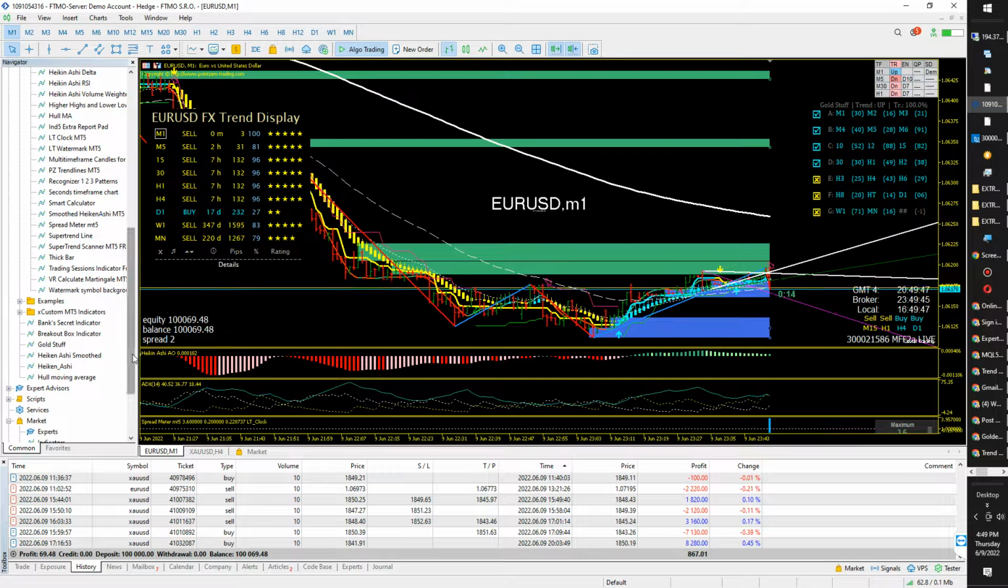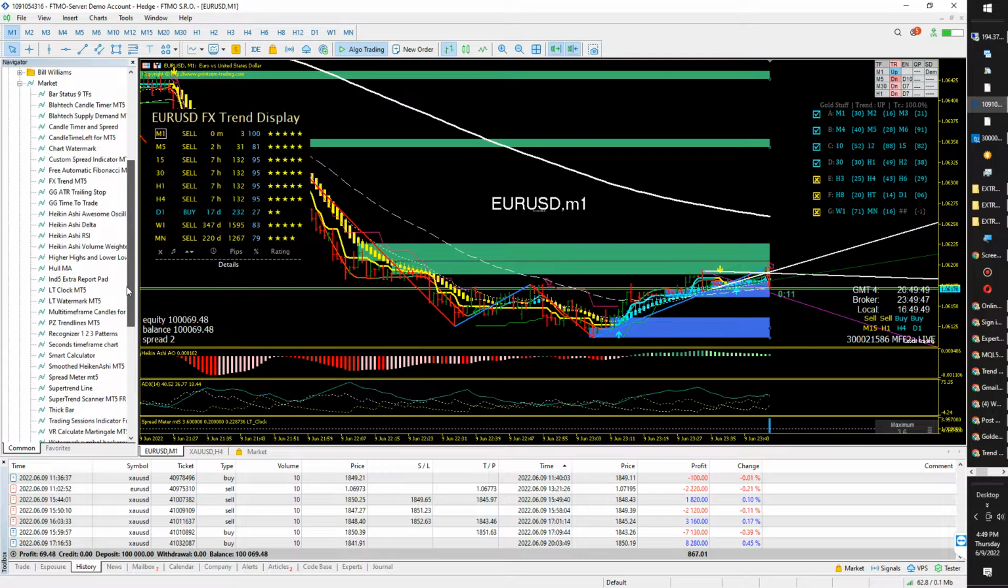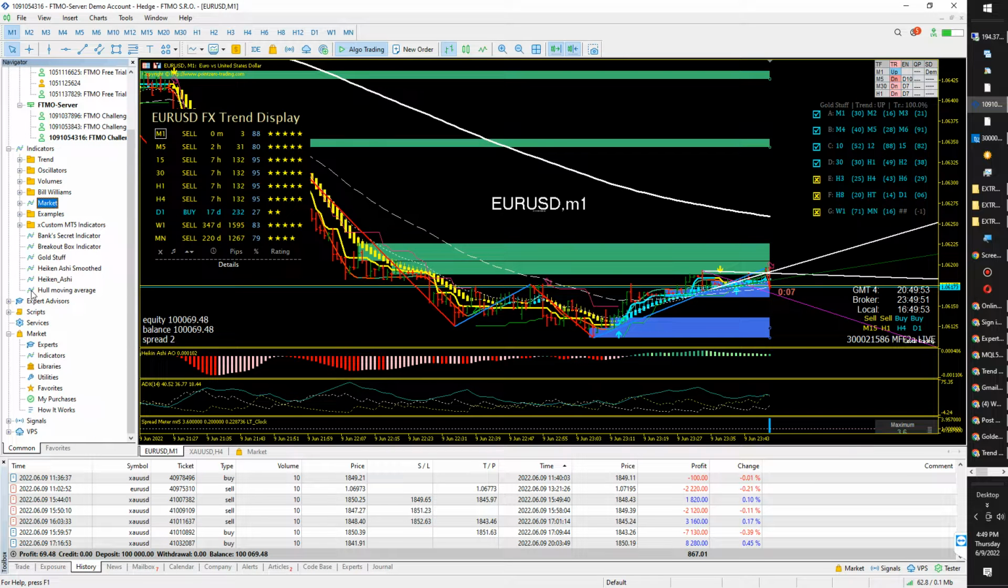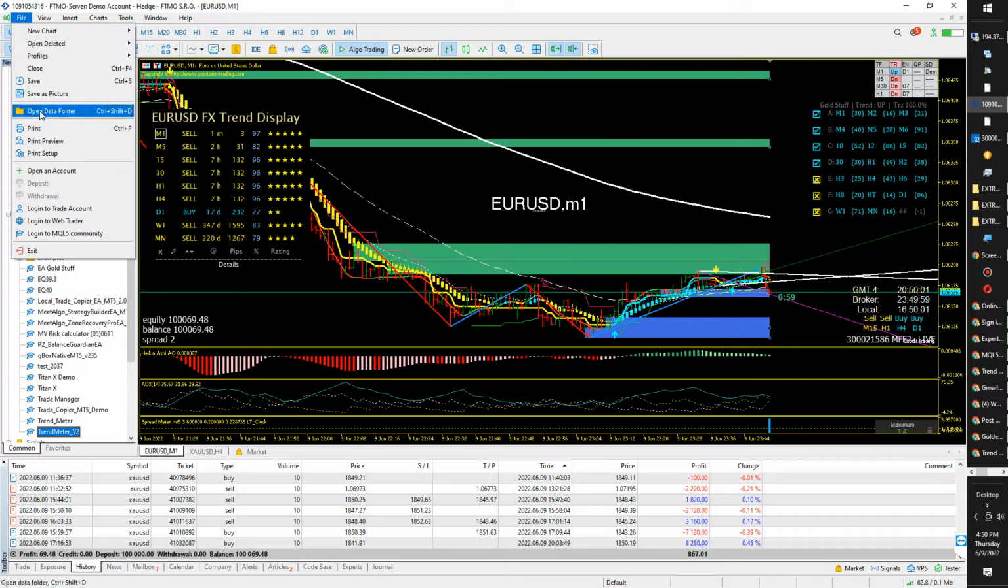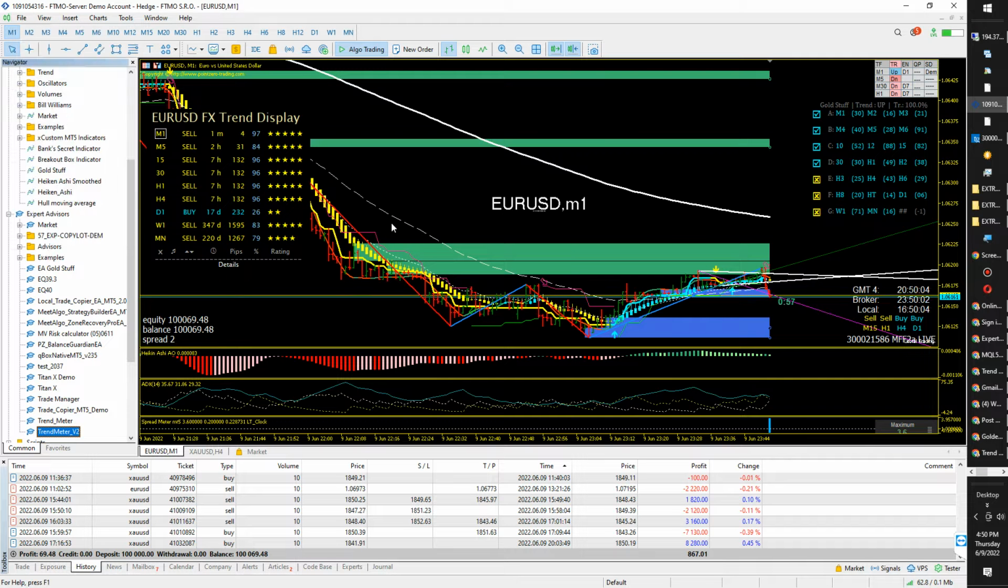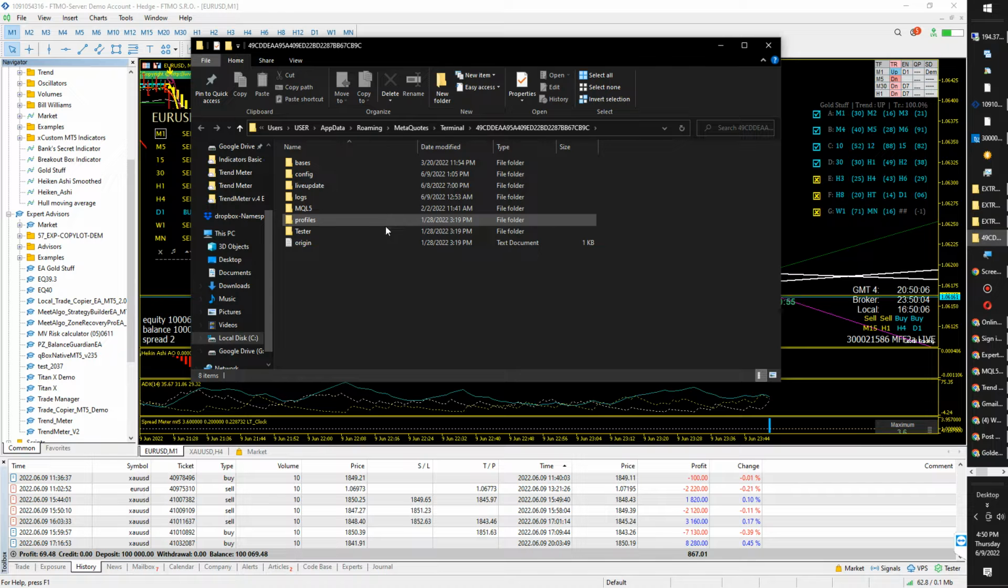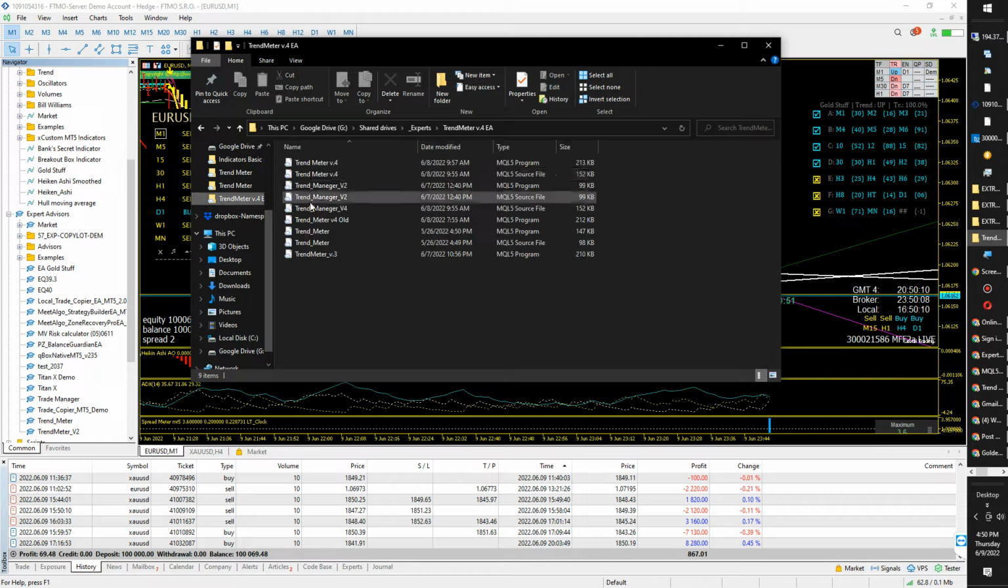The, what's it called? The trend meter. Hmm. Oh, here we go. So it's called the trend meter 4.0. These are the old ones. Let me get it. Trend meter 4.0. Okay.